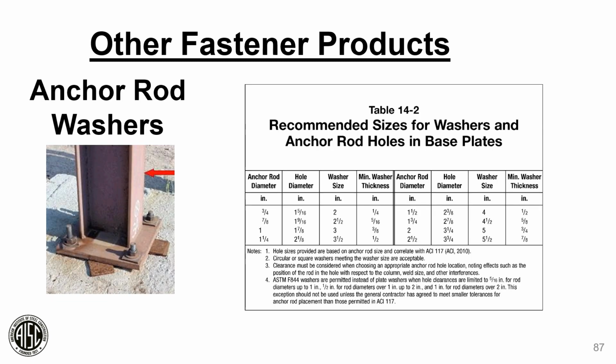Also, I wanted to talk a little bit about anchor rod washers. And I want to refer you to Table 14-2 in the manual. What you're going to find, this shows you the anchor rod diameter and also a hole diameter, and a washer size and a washer thickness for each diameter of anchor rod. Now, all of these hole diameters were coordinated with ACI 117 for the tolerances ACI 117 has for the placement of anchor rods. So the hole diameters are larger to accommodate this tolerance.